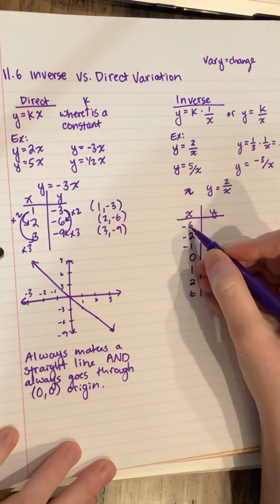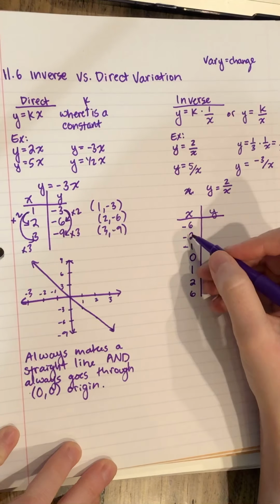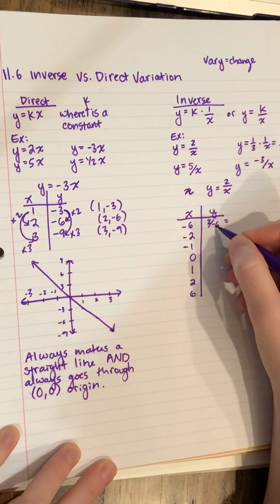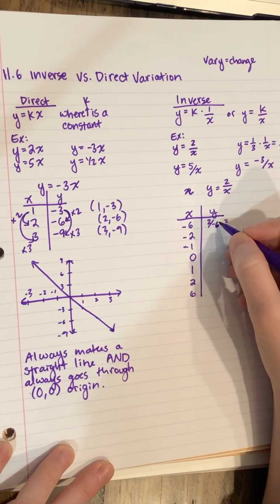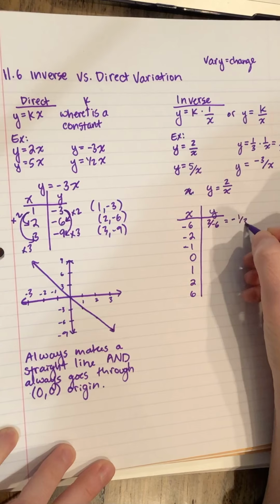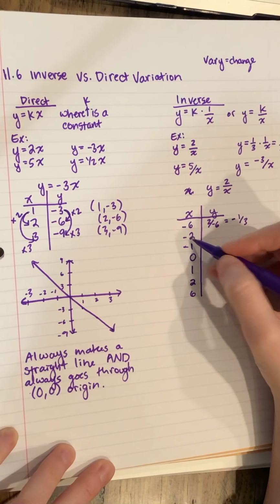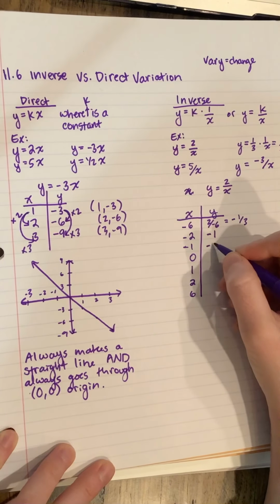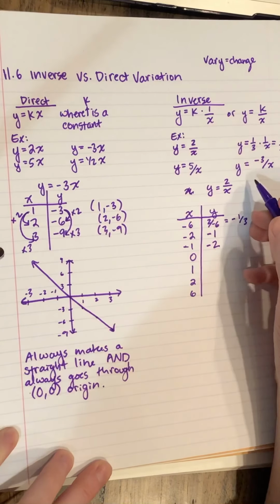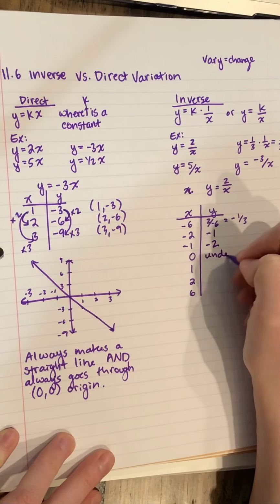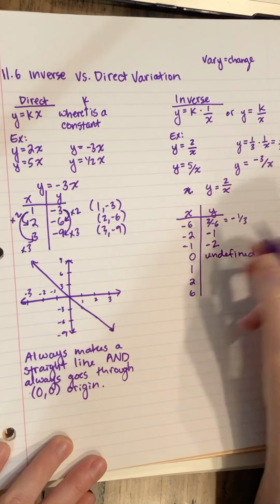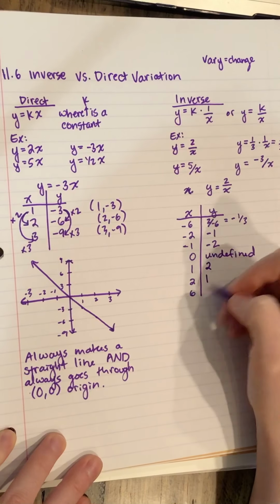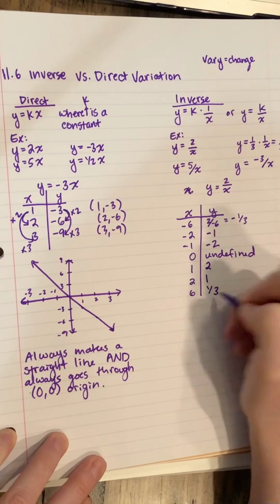Okay, so plugging in the x values, 2 divided by -6 reduces to 2 divided by -3, or sorry, 1 over -3, which is just -1/3. 2 divided by -2 is -1. 2 divided by -1 is -2. 2 divided by 0, you can't divide 2 by 0. That is what we call undefined. 2 divided by 1 is 2. 2 divided by 2 is 1. 2 divided by 6 reduces to 1/3.